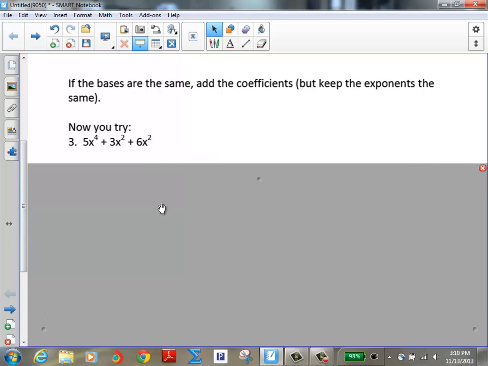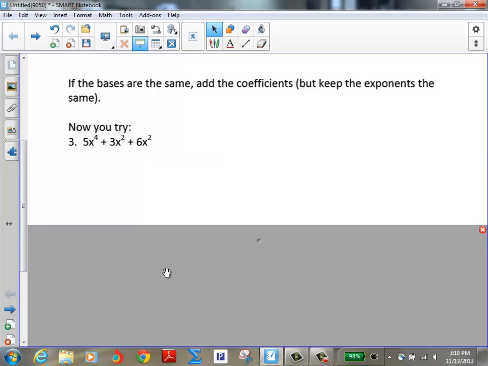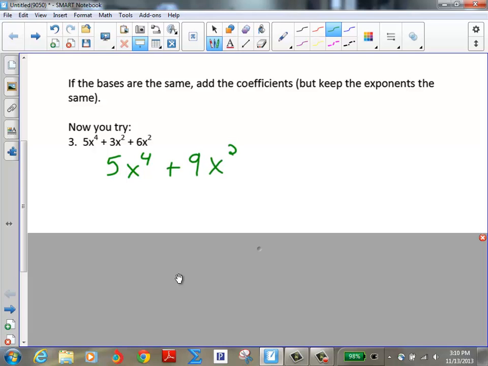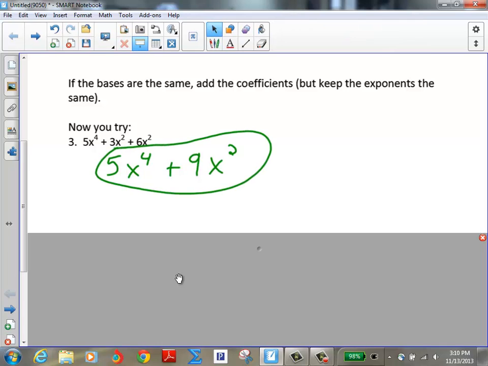Moving on, I'm going to let you take a stab at this one. We've got 5x to the fourth plus 3x squared plus 6x squared. Go ahead and press pause and try this on your own. Alright, welcome back. Hopefully you noticed 5x to the fourth did not have another term that was a like term. So we are just going to simply add 3x squared and 6x squared. Again, we add the coefficients, leave exponents as they are. If you got that one right, give yourself a nice pat on the back.